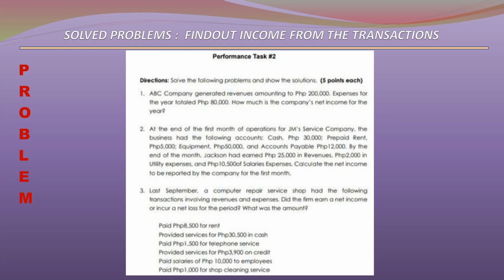3. Last September, a computer repair service shop had the following transactions involving revenues and expenses. Did the firm earn a net income or incur a net loss for the period? What was the amount? Paid 8,500 for rent. Provided services for 30,500 in cash. Paid 1,500 for telephone service. Provided services for 3,900 on credit. Paid salaries 10,000 to employees. Paid 1,000 for shop cleaning service.